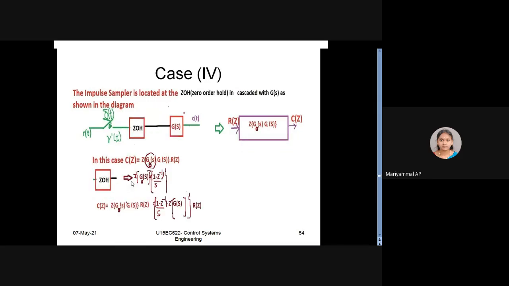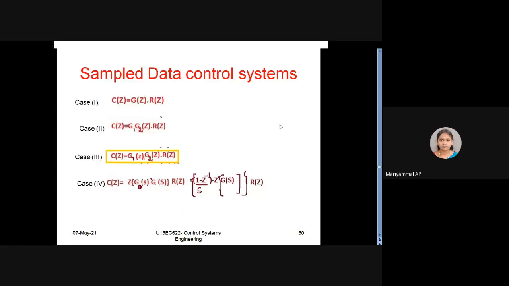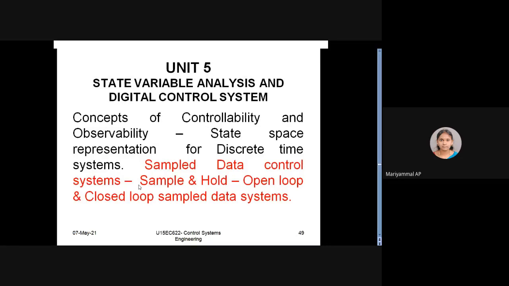Then in the fourth case, we have the zero order hold. In that, only one block G(s) is included. You have to represent the zero order hold system as G0(s), which is (1 minus z inverse) divided by s. This is for the zero order hold system. Then the remaining part is the z transform of G(s). So these are the four cases we discussed here in the sampled data control system.